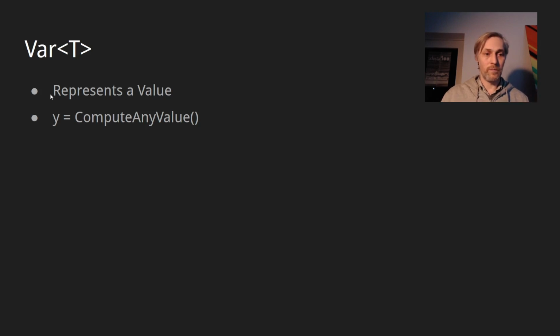So now what we have here, if you see this Var type, this represents a value on the GPU. And behind it is some shader code that computes a value Y. And then you can use this value Y and plug it somewhere in the shader pipeline. We will see that in a minute.